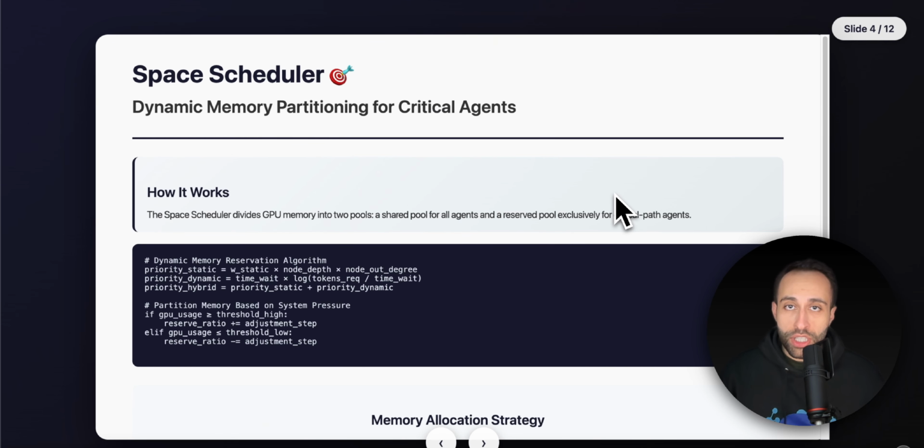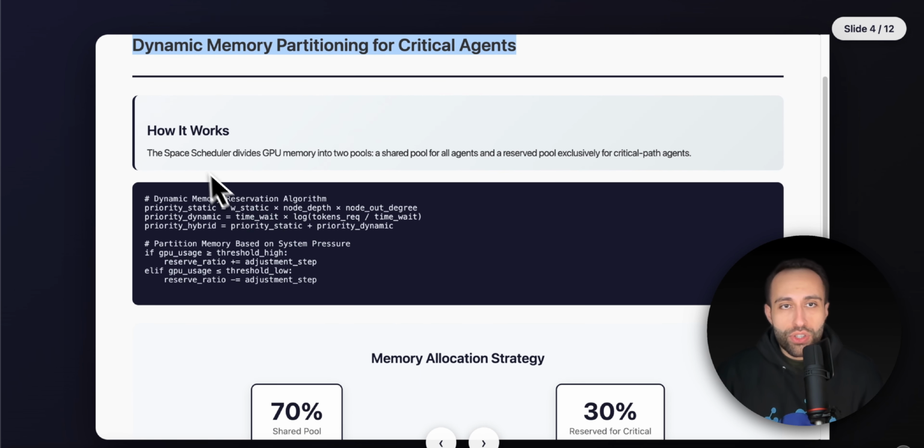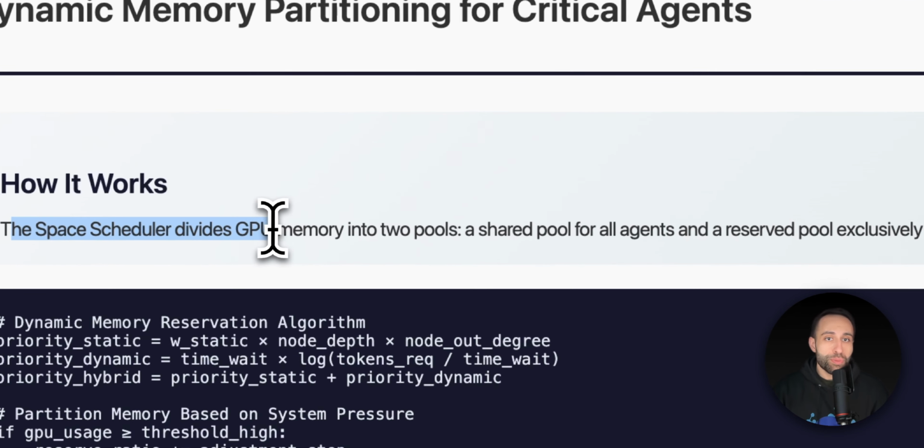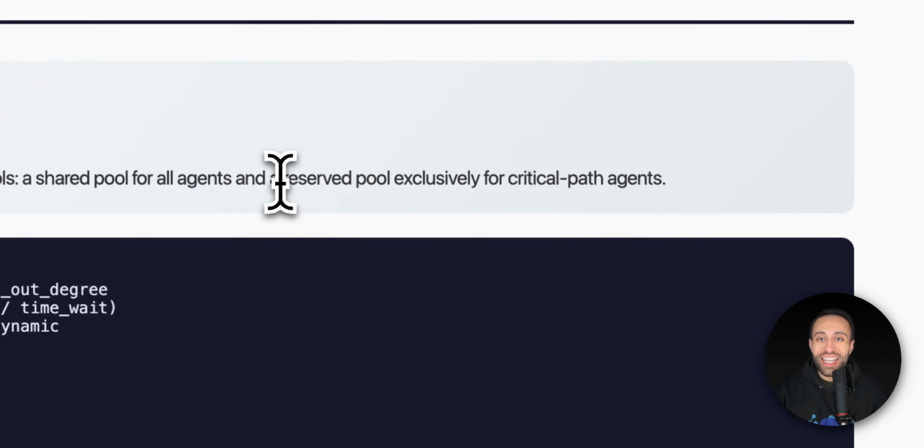All right, let's get to the details of their first contribution, which is the space scheduler, and they're dynamically doing memory partitioning of the GPU for critical agents. Let's deep dive into that. So they're saying that with this space scheduler, we divide GPU memory into 2 pools. First, a shared pool for all the agents, and then a dedicated reserve pool of memory exclusively for critical path agents.